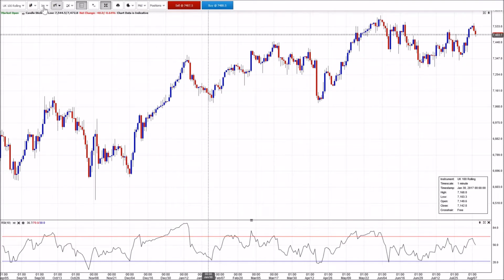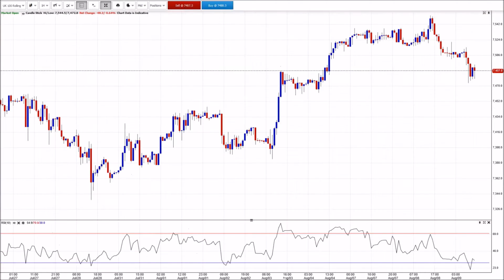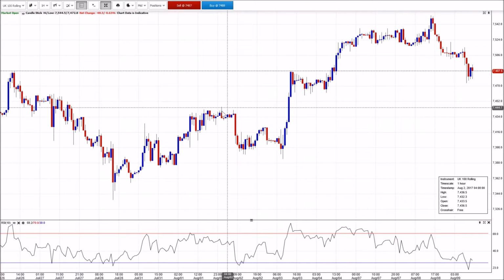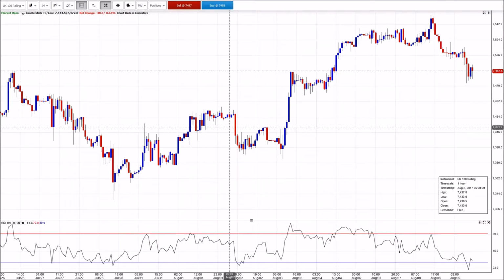Not quite. Let's change it to an hourly chart. Let's stick with the FTSE. We change it to an hourly chart, we'll have a few more signals, I think. Here we go. Good example here. Actually, there are a couple of good examples. Now, there's the best one.